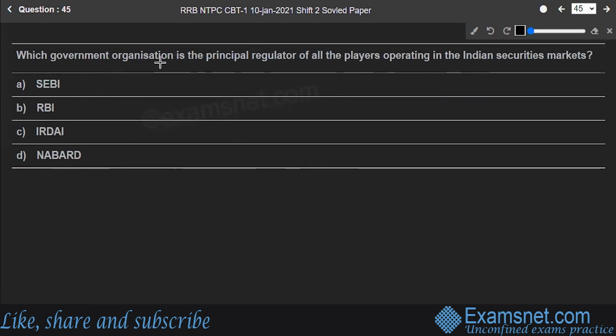Which government organization is principal regulator of all the players operating in Indian security markets? SEBI, RBI, IRDAI, or NABARD? The correct answer is SEBI, Securities and Exchange Board of India. Securities and Exchange Board of India is a statutory body and a market regulator which controls the securities market in India.